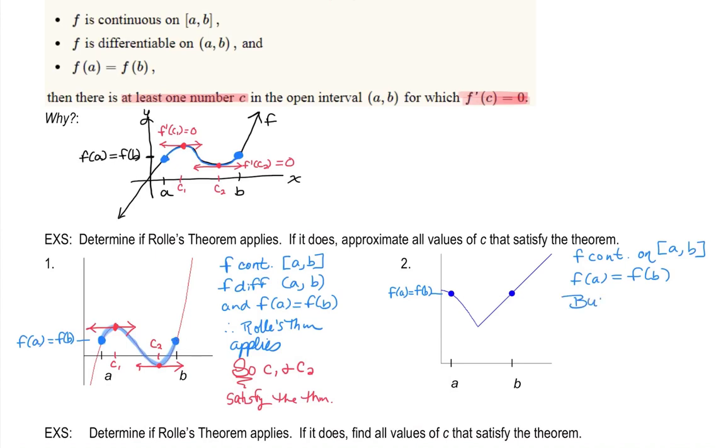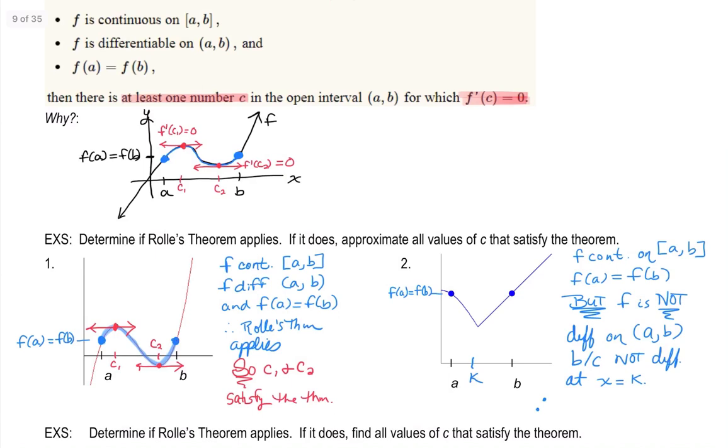Okay? But in this case, f is not differentiable on the open interval from A to B, and that is because we are not differentiable at, let's just call it k, at x equals k. So where we have this sharp turn in the graph, this corner point, if you will, we are not differentiable. So therefore, Rolle's theorem does not apply.